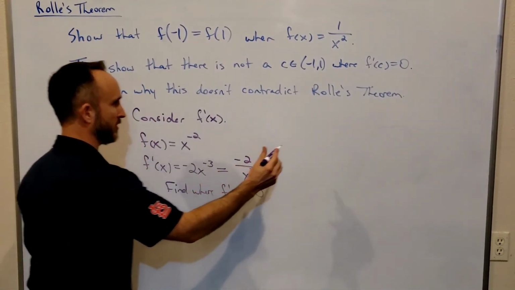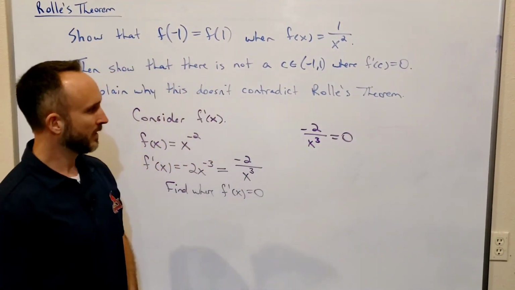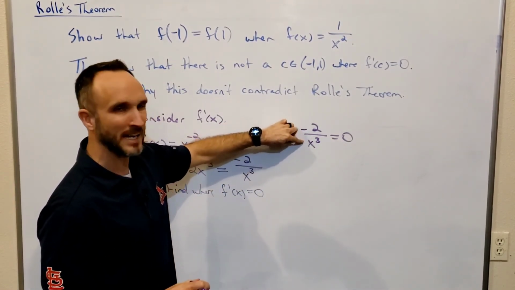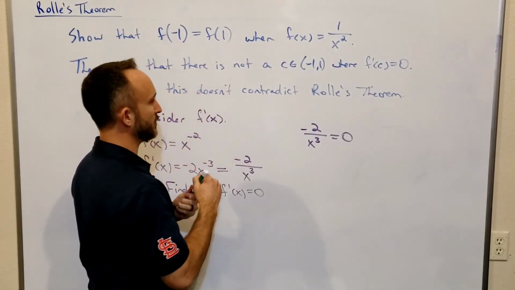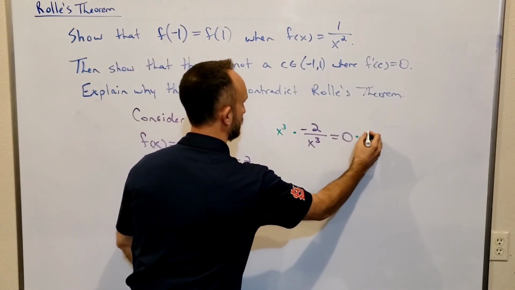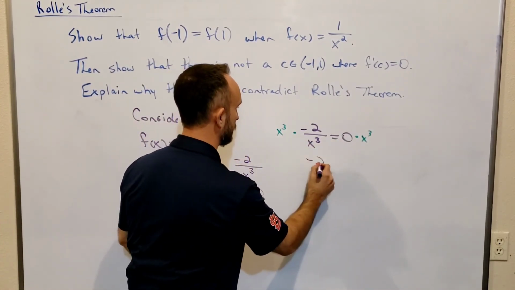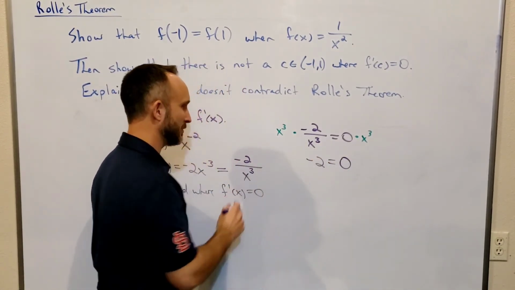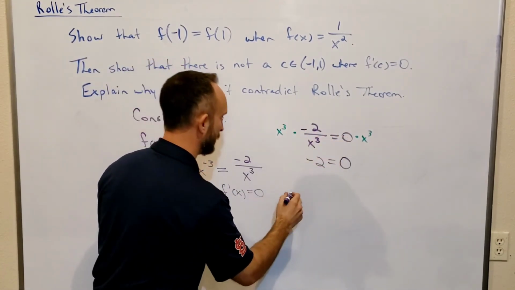So we need to solve the equation negative 2 over x cubed equals 0. And you may already see that this is impossible. You can't take negative 2 divided by anything and get 0. But if you don't see that and you proceed to do the algebra, you would multiply both sides by x cubed to cancel the denominator on the left side. And you would get negative 2 equals 0 times x cubed, which is just 0, which is impossible, right? So there's no way that this equation can be true.